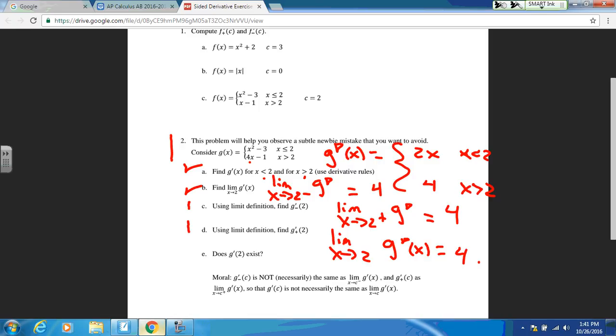So, does g prime of 2 exist? No. Automatically no, because the derivatives from left and right do not agree with each other, even though the limits from left and right of the derivative do.